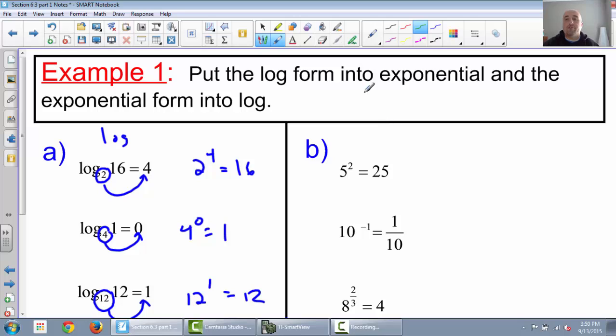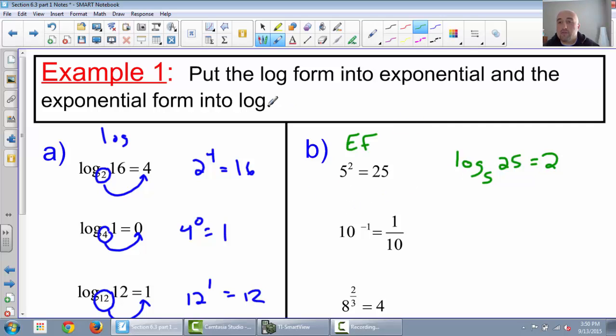Now we're going to go from exponential form. So this is exponential form, and we're going to go to log form. Okay, so all of these need to have a log. The base of the exponent is the base of your log. The number next to the equal sign on the right is the number that goes next to the log, and after the equal sign is your exponent. So 5 raised to the second power is equal to 25. Okay, that should hopefully make some sense.